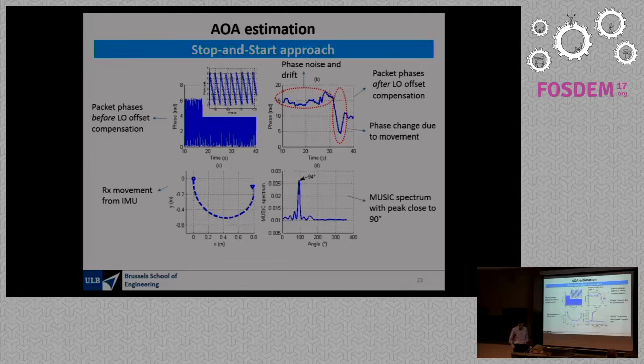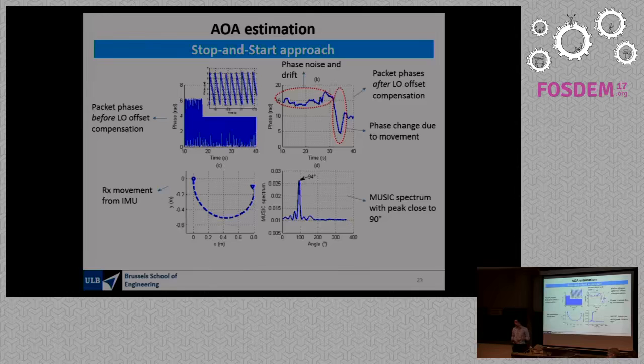So this is the IMU processing I already showed on the previous slide. Then you combine the phase of the different signals and the position every time you received one of these packets, and you enter this into angle of arrival estimation algorithms such as MUSIC. In this case we use MUSIC. You get the MUSIC spectrum, and you can see a clear peak at 94 degrees, which corresponds to the setup we have in the anechoic chamber. The real angle is 90 degrees, so we have a few degrees of error.